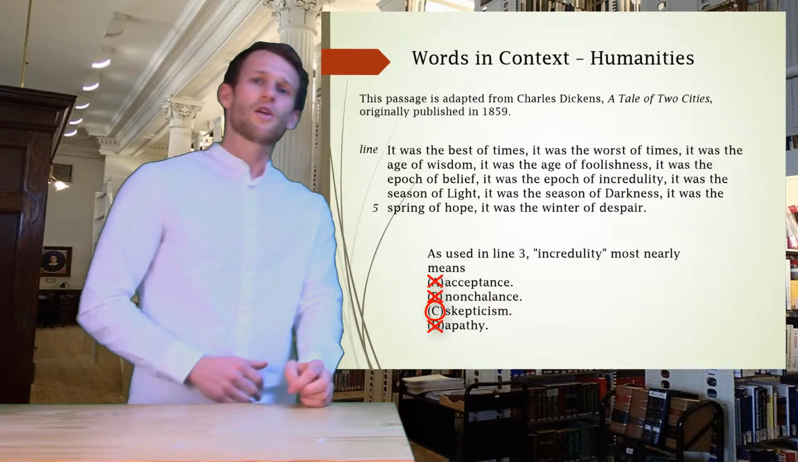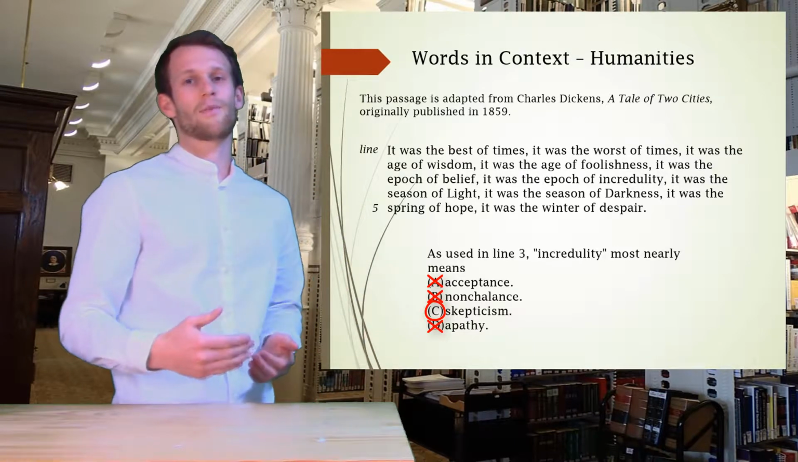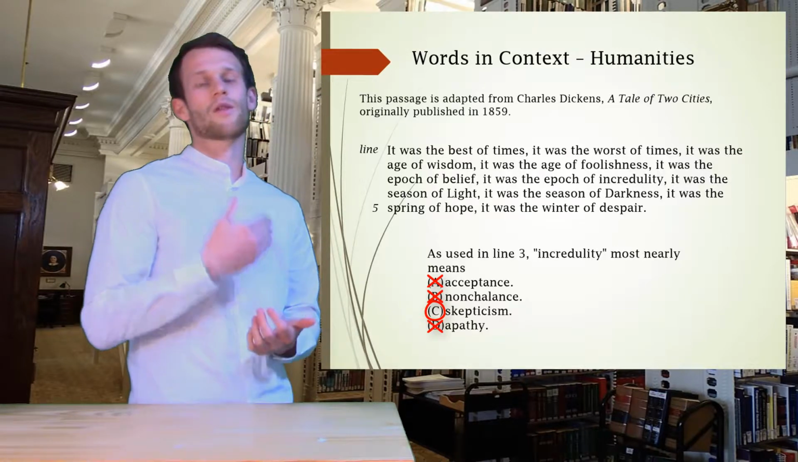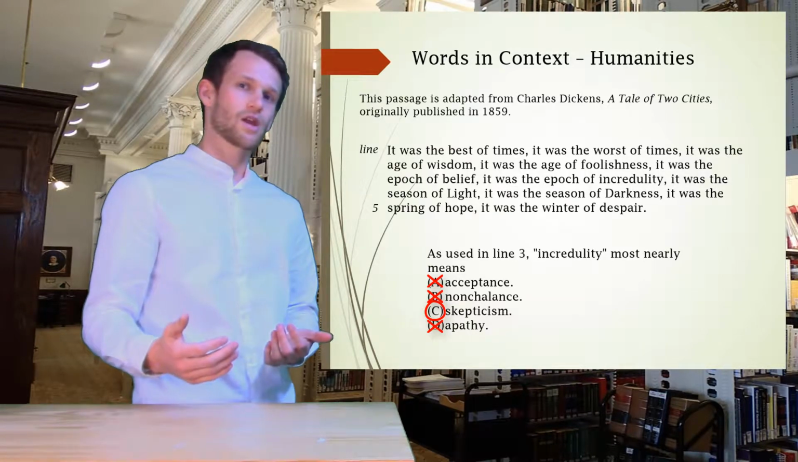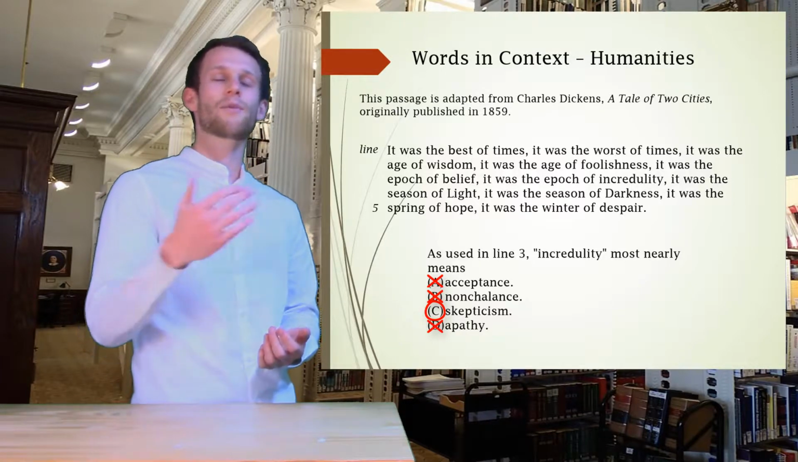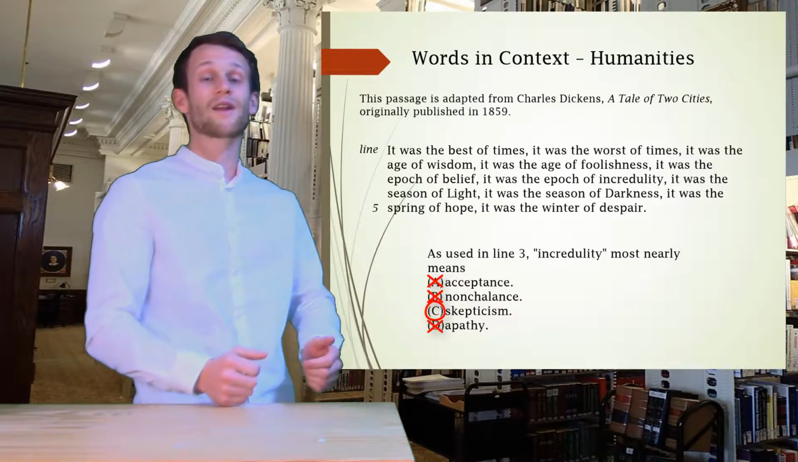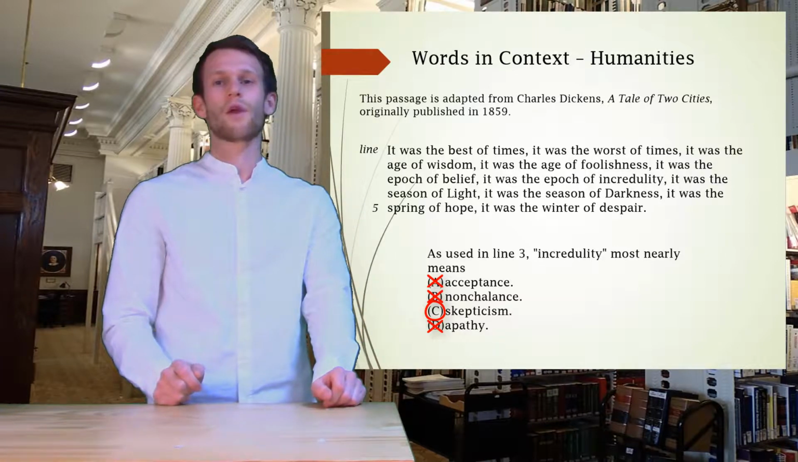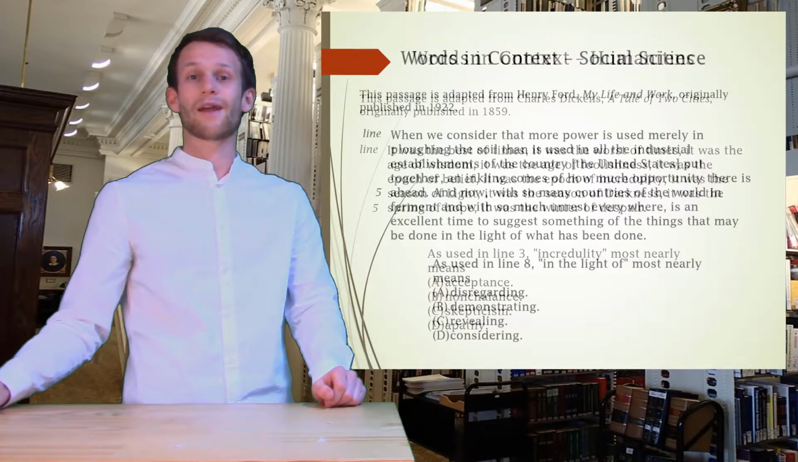So this is a really good short example of how you can use context to determine the meaning of words. What you want to do is look at the surrounding text and figure out what relationships are there, and then you can extrapolate on those relationships to find the definition of the word, even if it's a word you've never really seen before. So now let's move on to our next short passage here.